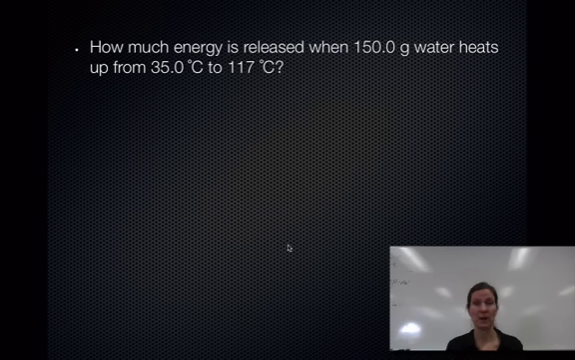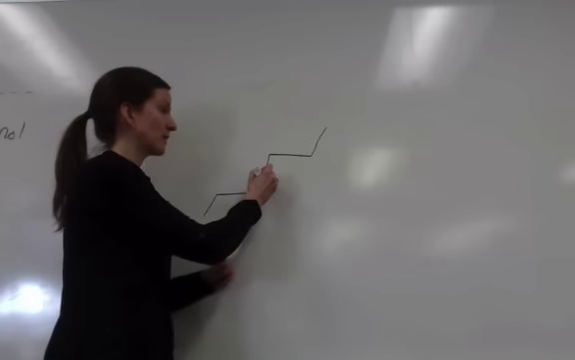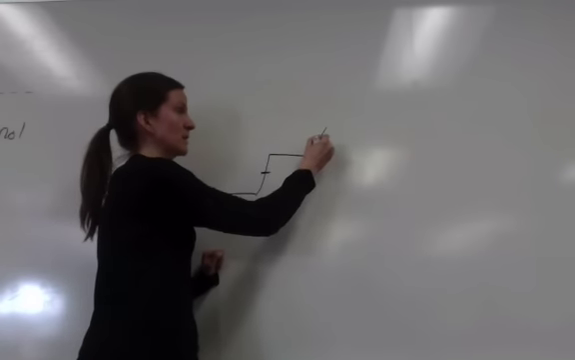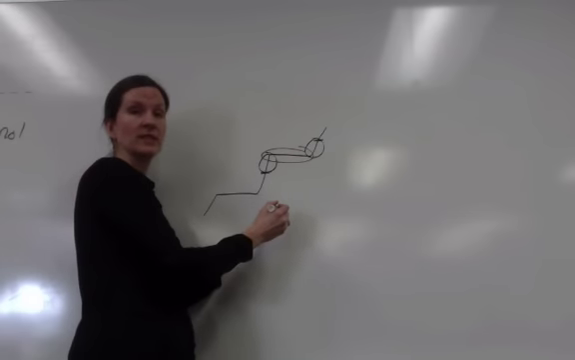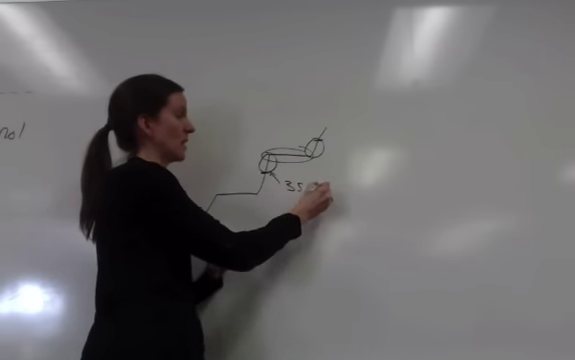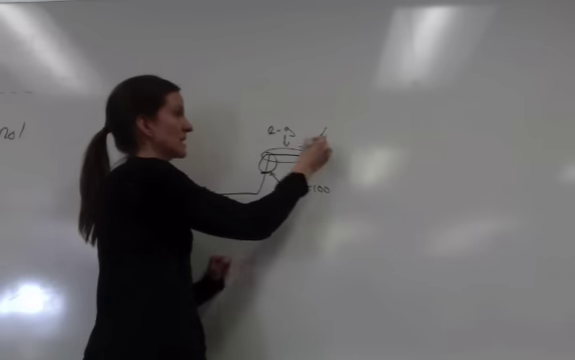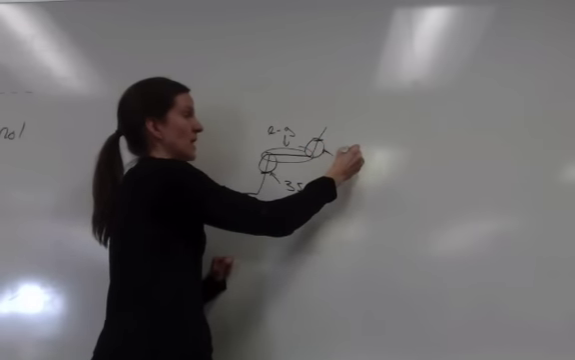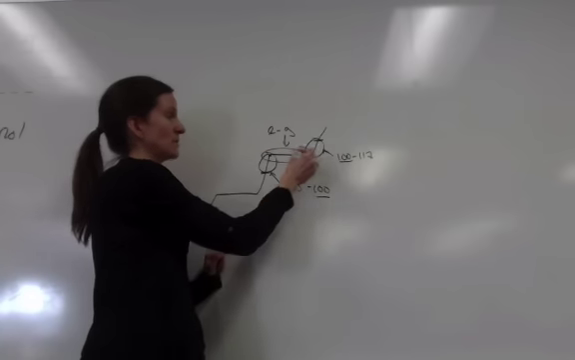So going back to this problem, 150 grams of water heating up from 35 to 117, I'll show you how I would set that up. Because I'm going from some temperature of liquid to some temperature of gas, you can see how I have three separate Q's to quantify. This is to heat it up from 35 to 100. This is to go from a liquid to a gas. And then this is to go from 100 to 117. I'm using 100 here because that is my boiling point.